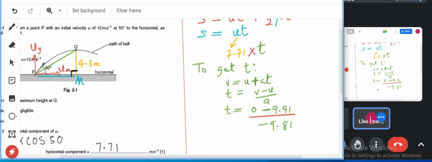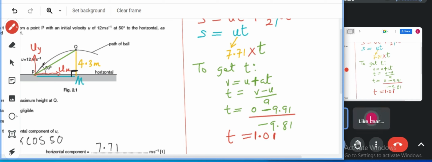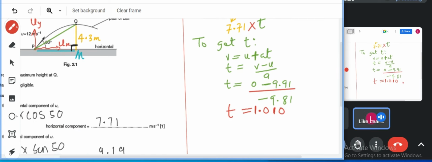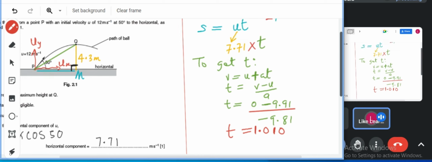Alright, so T again. What did you say you got? It should be 1 point something. Yeah, 1.01. Please, can you leave it to 4 significant figures because it's not the final answer. 1.010. Okay, it's still okay.